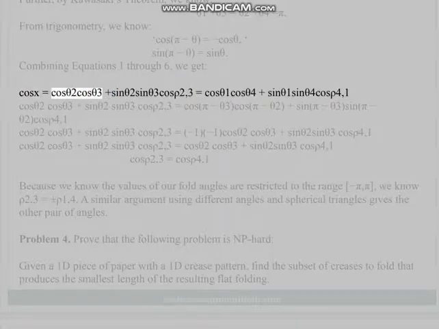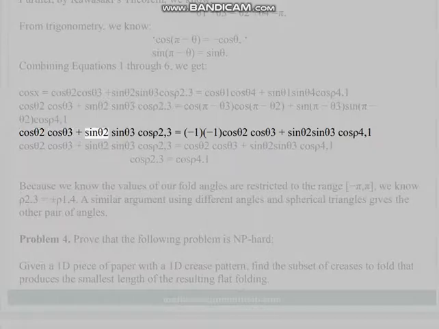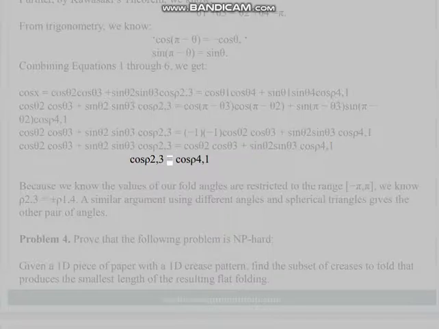cos θ2 cos θ3 plus sin θ2 sin θ3 cos ρ2,3 equals cos θ1 cos θ4 plus sin θ1 sin θ4 cos ρ4,1, which equals cos(pi minus θ3) cos(pi minus θ2) plus sin(pi minus θ3) sin(pi minus θ2) cos ρ4,1, which equals cos θ2 cos θ3 plus sin θ2 sin θ3 cos ρ4,1. So cos ρ2,3 equals cos ρ4,1.